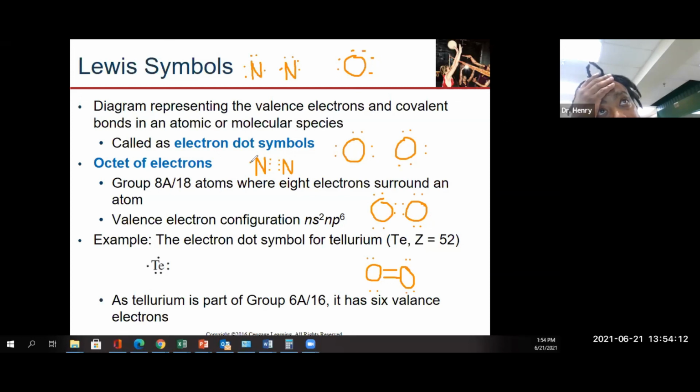So then that means there'll be 2 left over here, 2 left over here. So in other words, we're going to have what we call the triple bond. 2, 3.